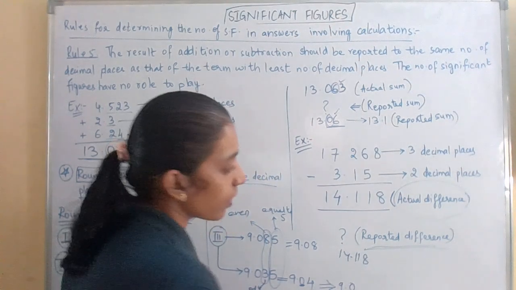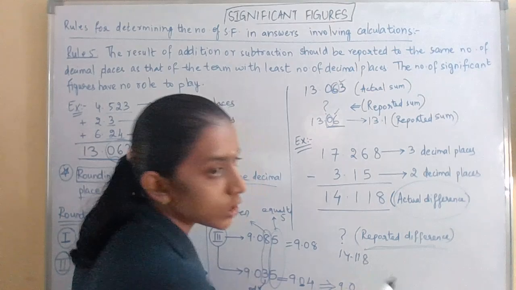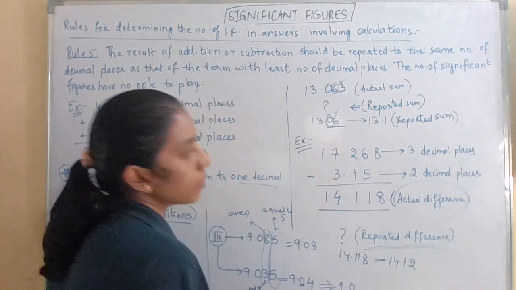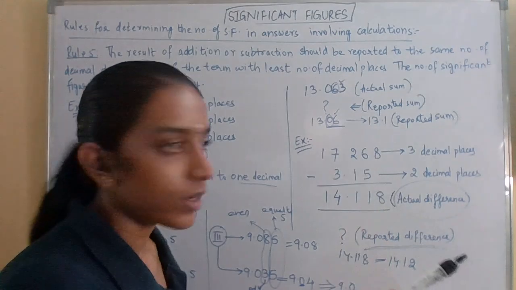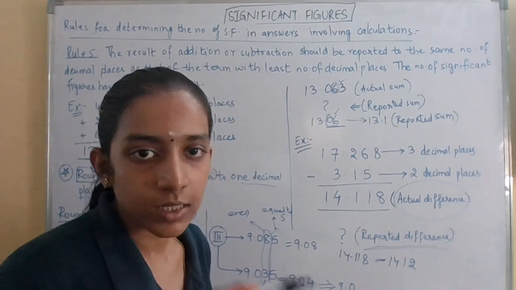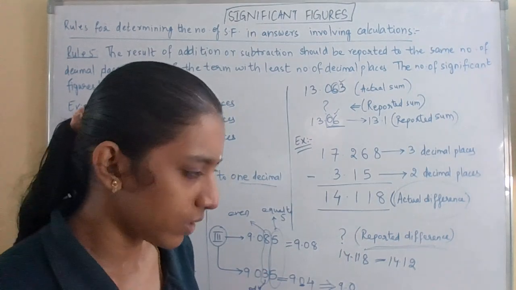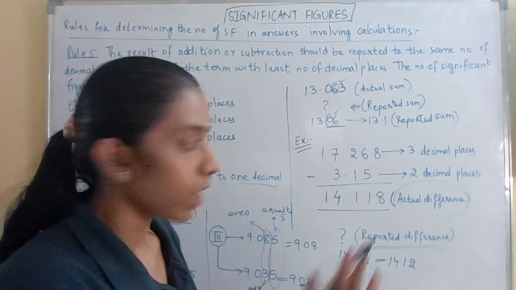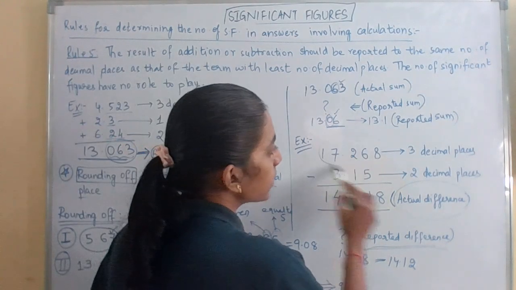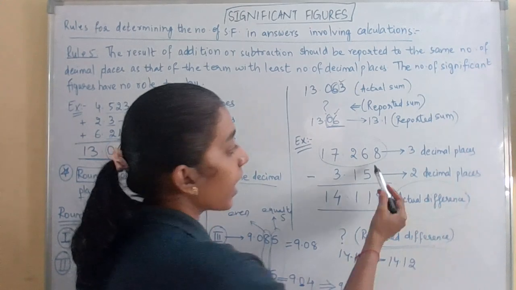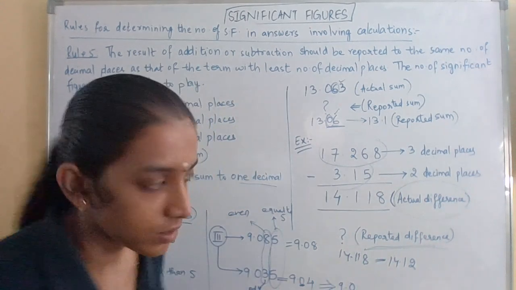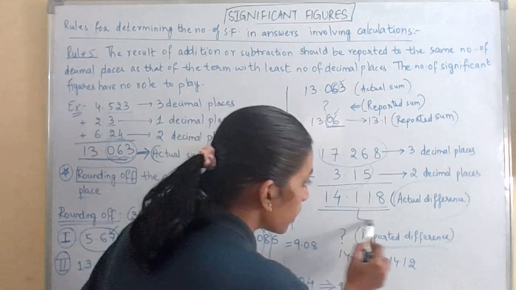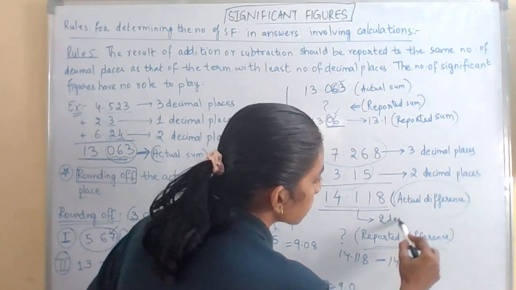8 is greater than 5. So if it is greater than 5, the before digit should be increased by 1. 14.12. So here also we have to see the number of decimal places, not significant figures. So the term with the least number of decimal places you have to consider. The first term has 3 decimal places and the second term has 2 decimal places. So the actual difference has 3 decimal places. It should be rounded off to 2 decimal places.